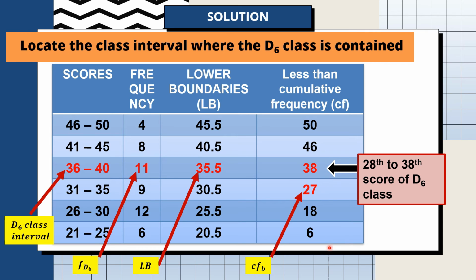So, para ma-verify kung tama yung nasusolve nating value ng ating D sub 6 class, dapat pasok siya dito sa ating class interval. Hindi siya bababa ng 36 at hindi rin siya bababa ng 40. Or, pwede nating pagbasihan yung ating lower boundary. Dapat hindi siya bababa ng 35.5 at hindi rin tataas sa 40.5, which is yung ating upper boundary dito sa class interval na to.